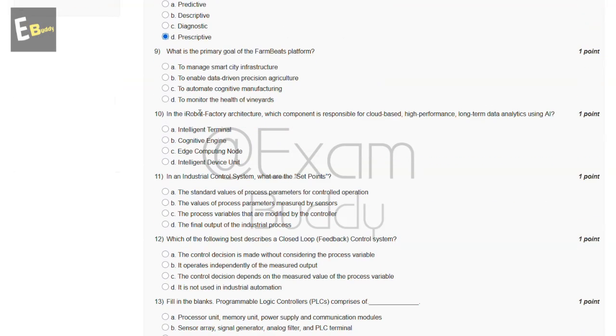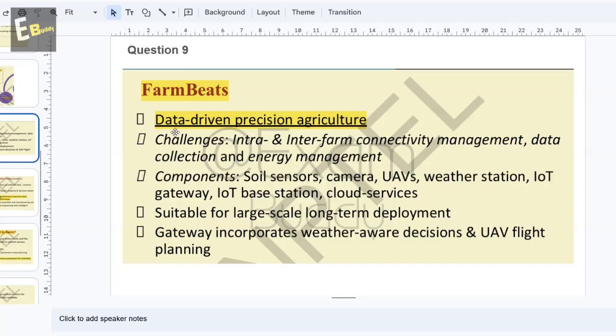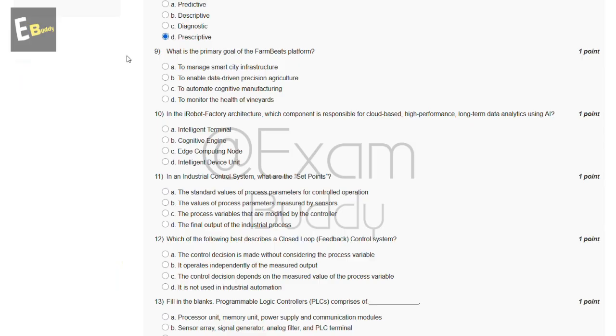Now the ninth question is, what is the primary goal of the FarmBeats platform? So these are the options. And now let's check the answer of our ninth question. So question 9, FarmBeats, data driven precision agriculture. So the answer of our ninth question is B.